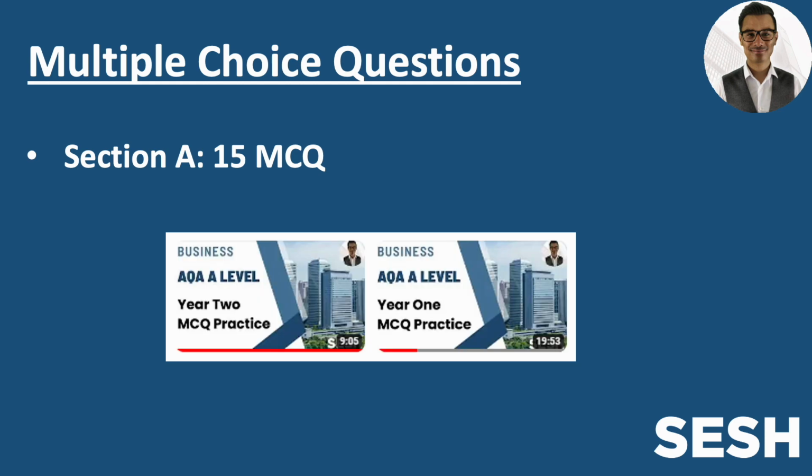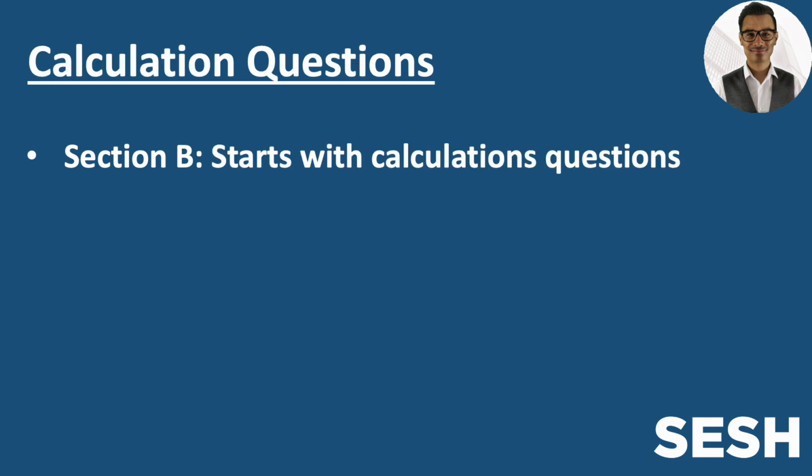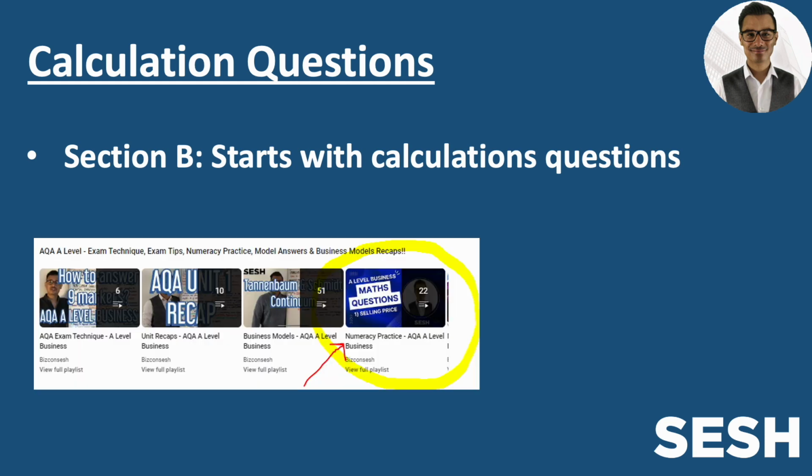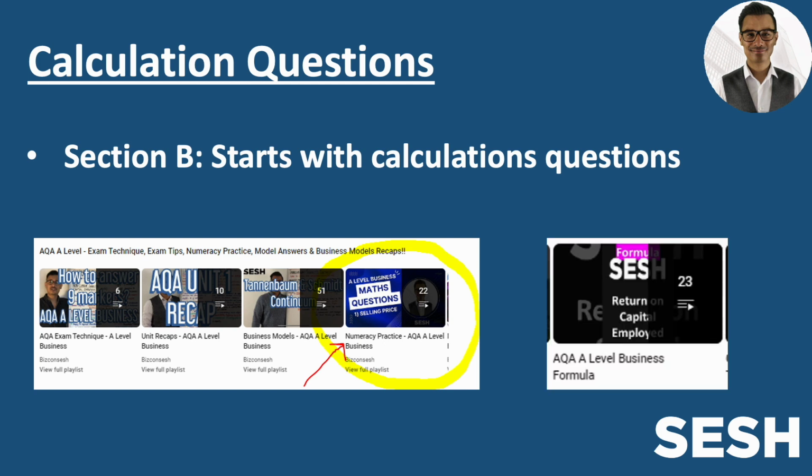If you want to practice those questions, then you've got Year 1 and Year 2 multiple choice question practice videos done last week. After you've done those multiple choice questions, you'll move on to section B, where you'll have probably 2 4-marker calculation questions. You need to know your formulas very well, and we'll get to that in a moment. But it's good to practice some questions there. So you've got 22 questions in the numeracy practice playlist. You'll find that under AQA A-Level, exam techniques, exam tips, numeracy practice, model answers. Those formulas for AQA A-Level business, they're all in shorts, and I've put them in that playlist there, and you'll see that at the top of BizCon Sesh in the days leading up to paper 1.